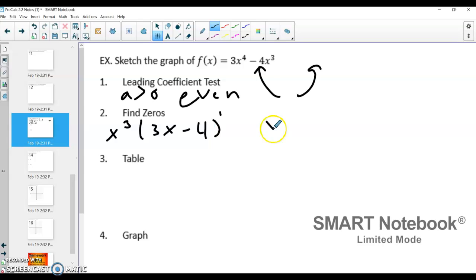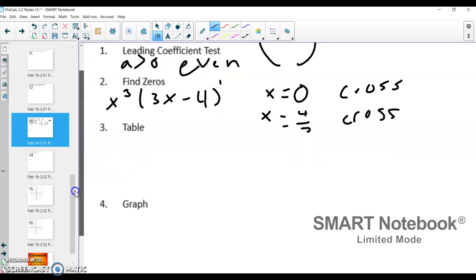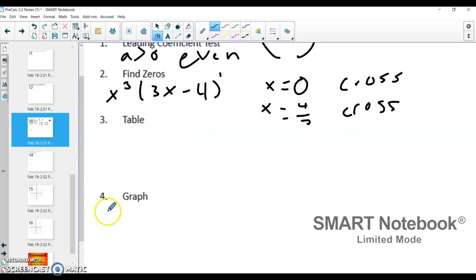And so with the first one, we are going to have x equals 0 from x cubed, and that's going to cross. And then we're going to have here 3x minus 4, and when I solve that for x, I'm going to end up with x equals 4 over 3, and it's going to cross at that point as well. Okay, I'm not going to worry about a table right now. I will focus on that table in class or in our meeting because it's just not going to fit here, and we can graph without it as of right now.